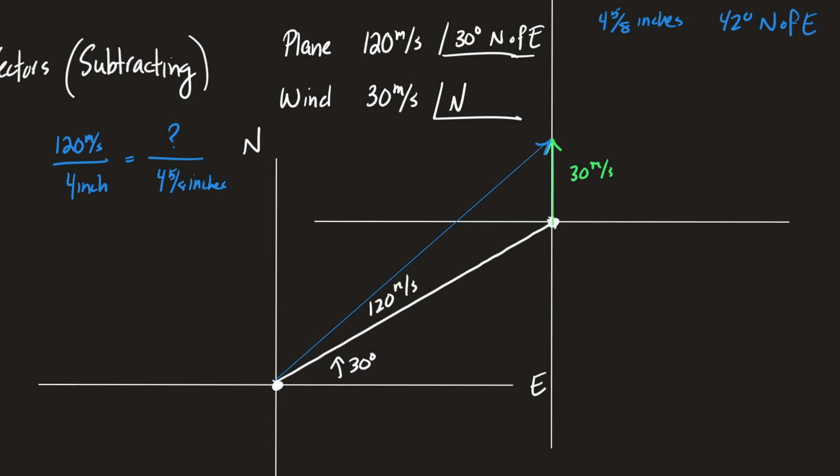And let's see, 4 5/8 times 120 divided by 4. I get 139 meters per second. So this is my graphical answer. I don't know if it's close or not. We're going to work it out mathematically to see how close we are. Your graphical answer, regardless of the scale you chose, should be pretty close to this if you were careful about taking your measurements.